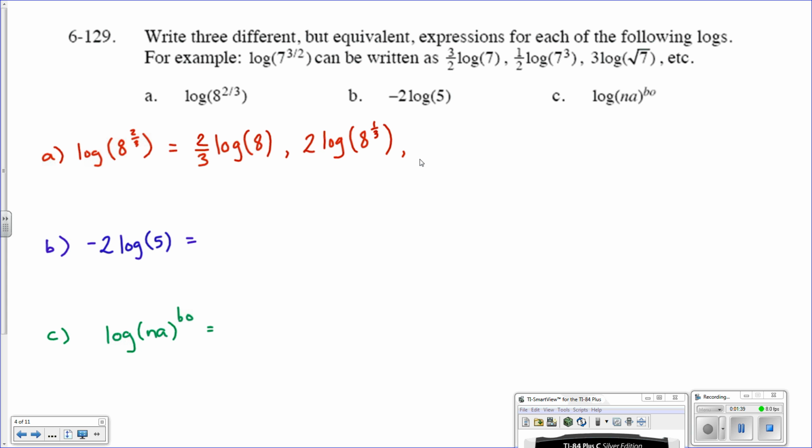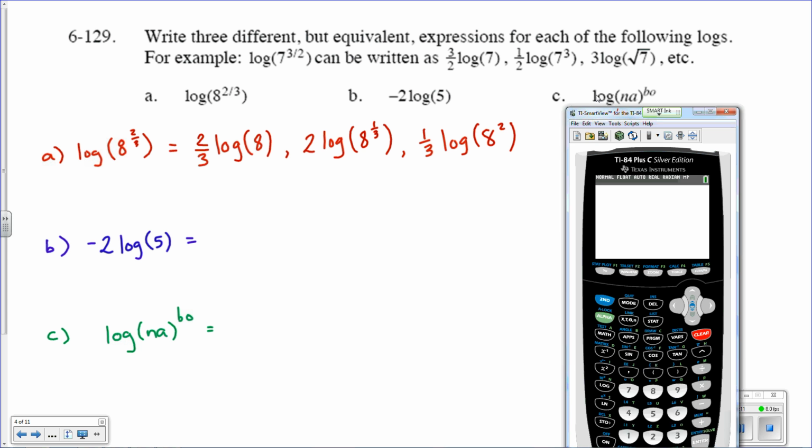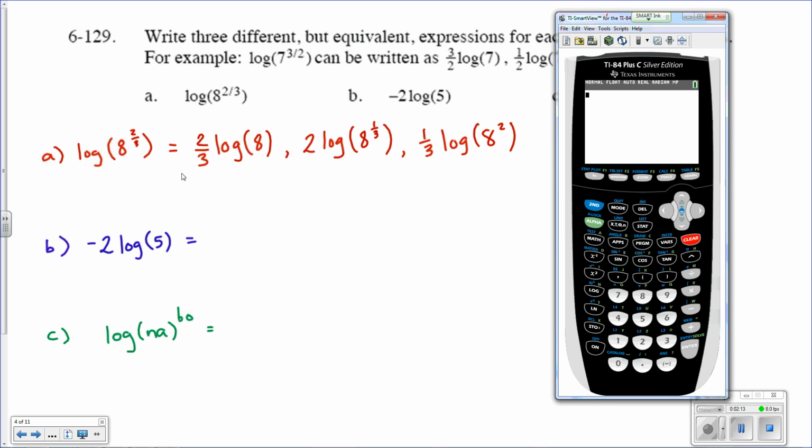A third possibility for that first one is you could flip-flop your 2 and your 1/3. You could say 1/3 times log of 8 to the 2nd power. All I did was take my 2, move it back to the exponent, and take my 1/3 and put it out in front. Now, if you wanted to check to see if what you came up with was correct, get out your calculator and just type in those expressions.